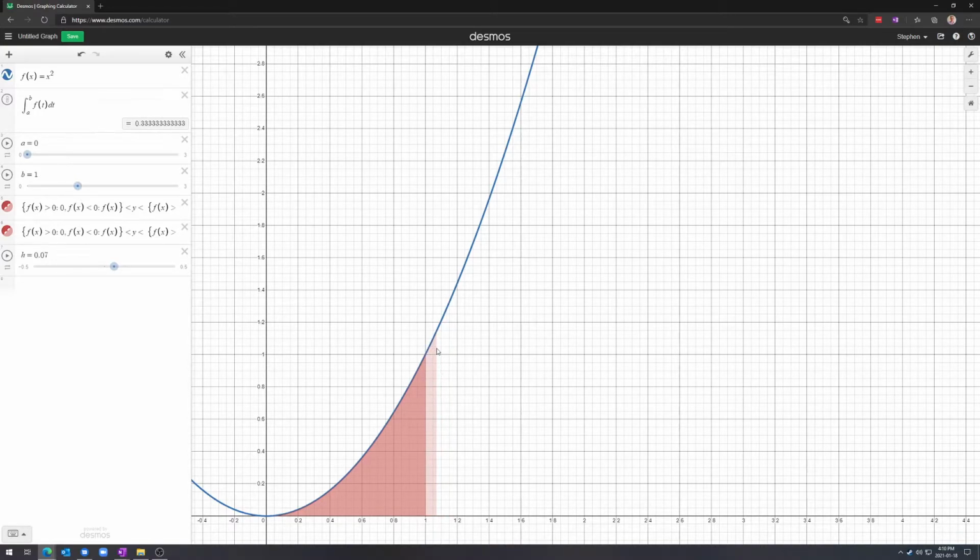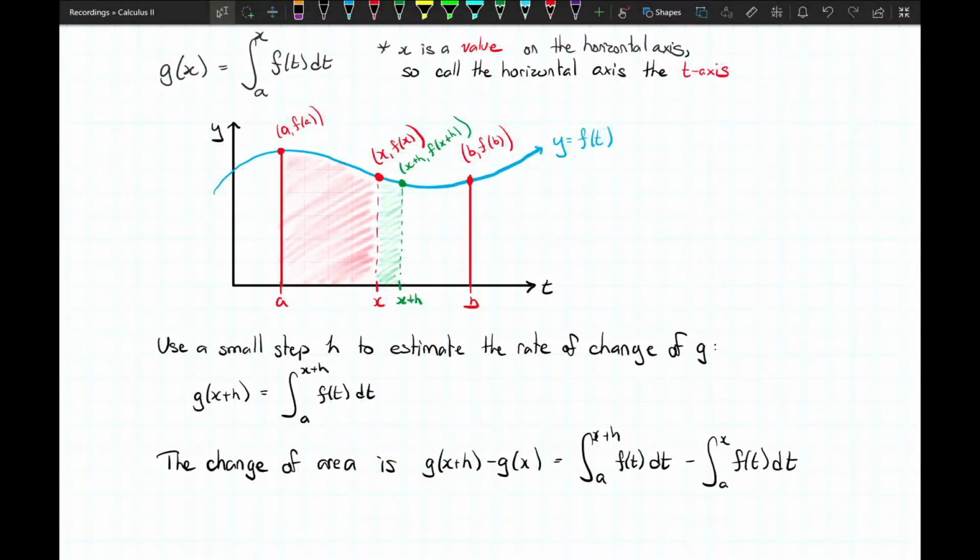We're estimating this little shape here, which is pretty close to a rectangle, except it's just got this tiny little slanted top. But since it's so close to a rectangle, that gives us a pretty good estimate. So back to the notes. Let's see if we can give an expression for an estimate of this change in area.